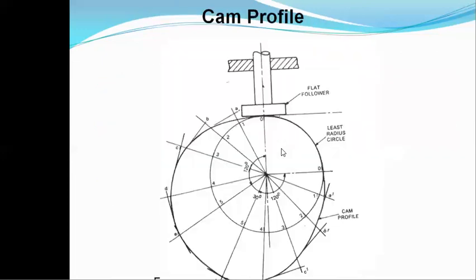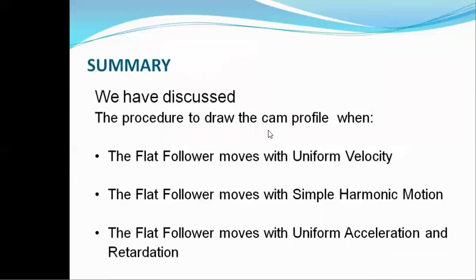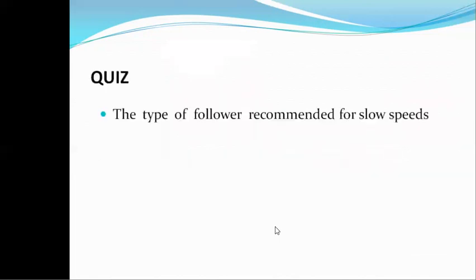Let us have a small summary of this. This will be the cam profile for the present problem. In summary of this discussion, we have discussed the procedure to draw the cam profile when the flat follower moves with uniform velocity, with simple harmonic motion, and with uniform acceleration and retardation. And let us have a small quiz on this lesson.